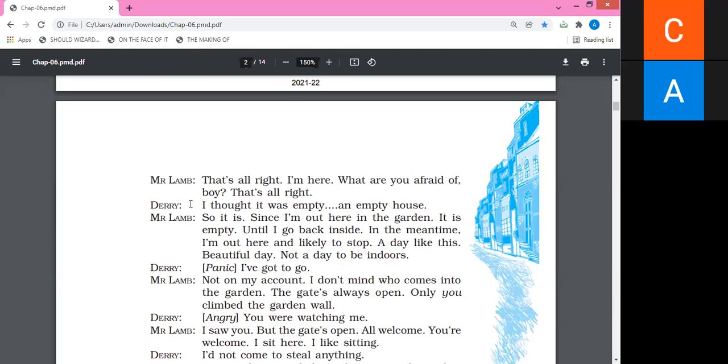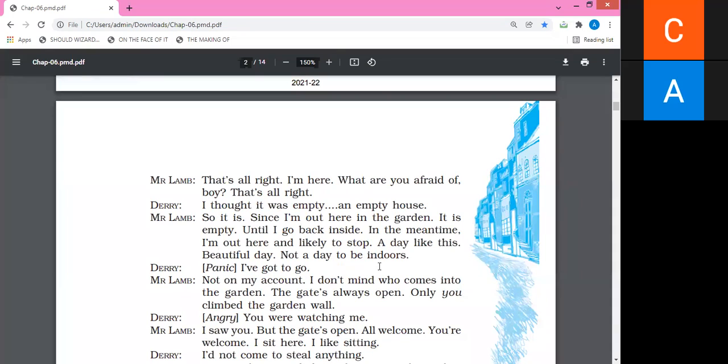Think very clearly. Mr. Lamb, so it is. Since I am out here in the garden, it is empty. Until I go back inside. In the meantime, I am out here and likely to stop. A day like this, beautiful day, not a day to be indoors.